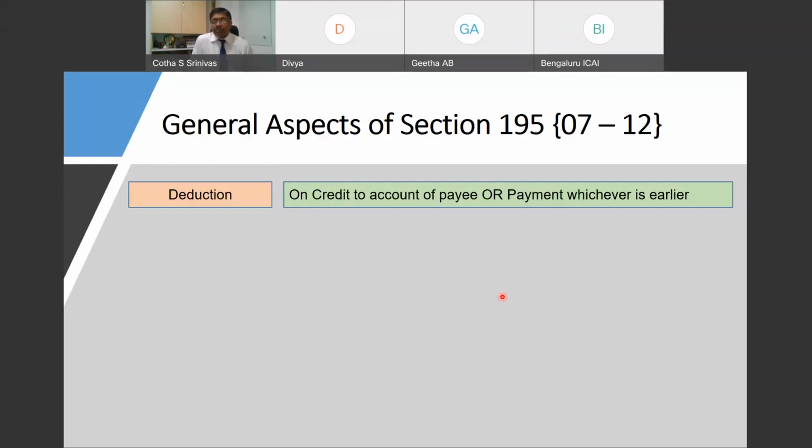But this provision will not be applicable for cooperative banks or foreign banks. So while doing audits, like bank audits, for nationalized banks we can apply this rule.